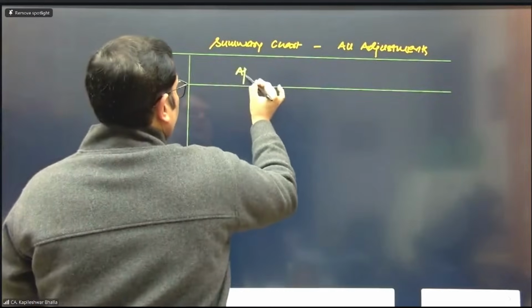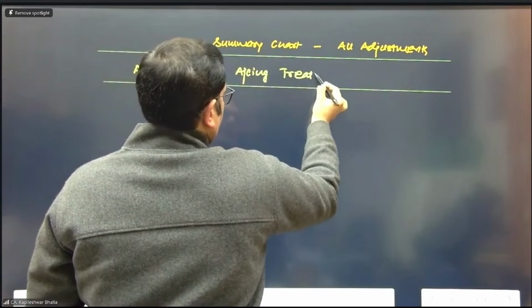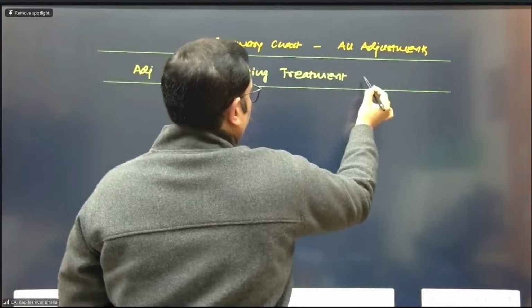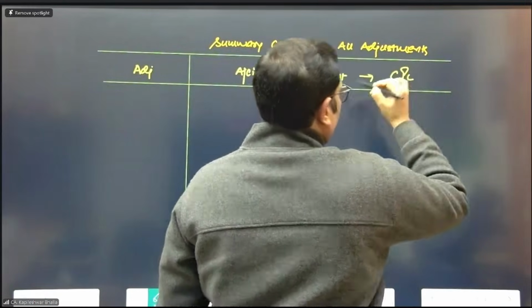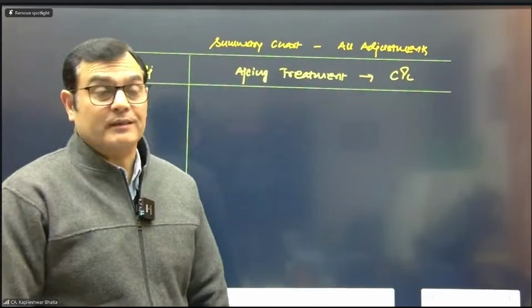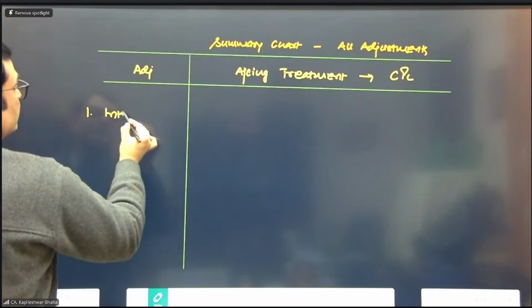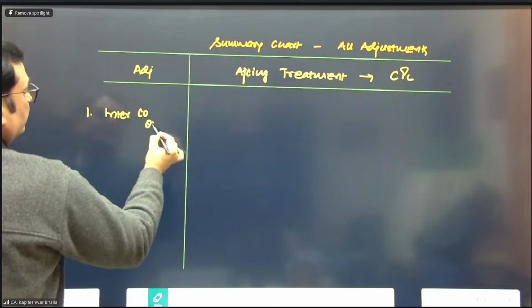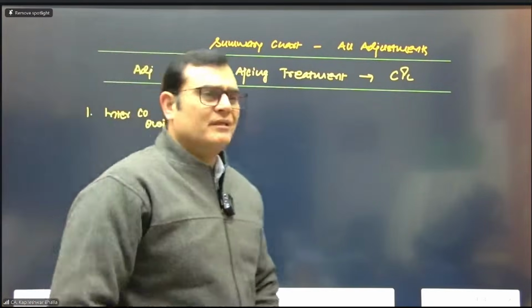And let's see what is the accounting treatment in terms of consolidated profit and loss. Number one, the first adjustment is intercompany owings.